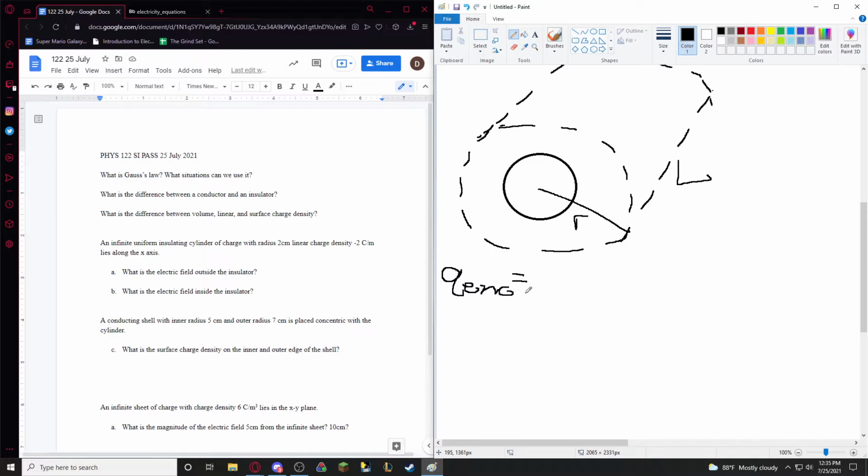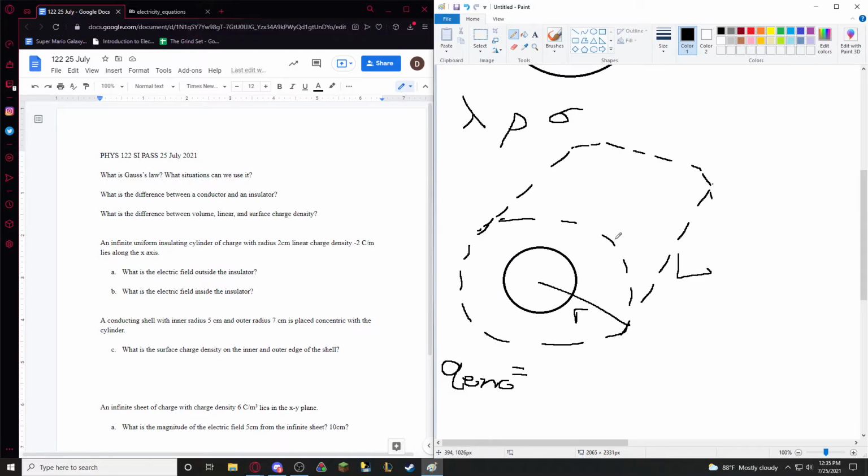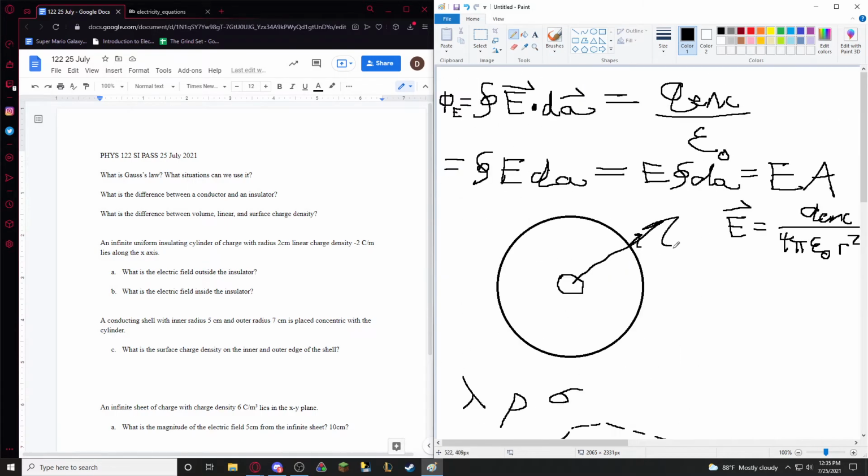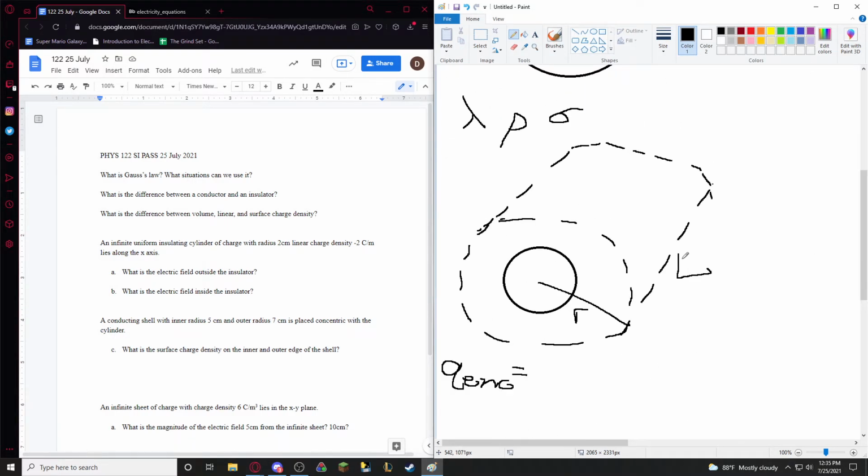Oh, enclosed charge. Since it's a cylinder, we would need the 2 ends and the barrel. Wouldn't that be it? Or am I thinking a little bit too far ahead? You're thinking about the area of our Gaussian surface. What's the actual enclosed charge within the surface?